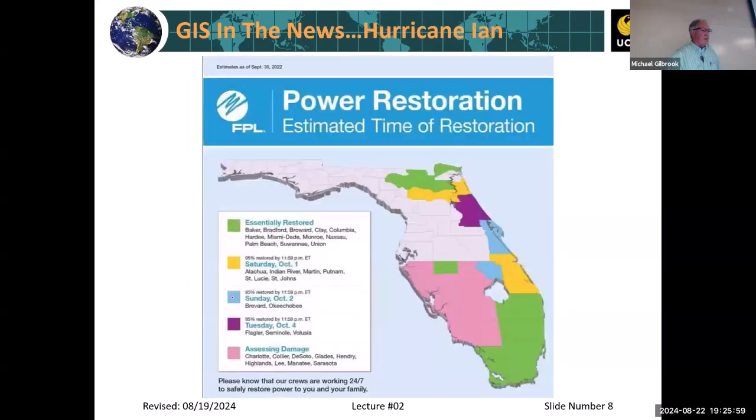Here's an example of using GIS during a storm event. This was during a hurricane, and FPL had this map that was up on their website, and in real time, they would change this map to reflect where the power outages are in the state. So this was tied to their tracking of power outages, and you could go to this map and see which of your counties, which county has a problem and which ones don't.